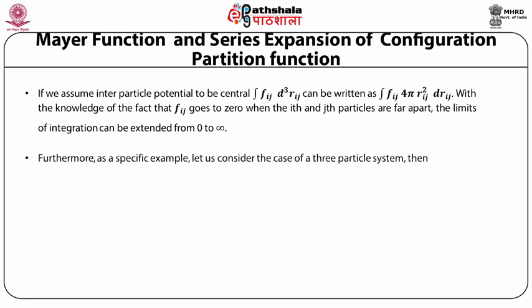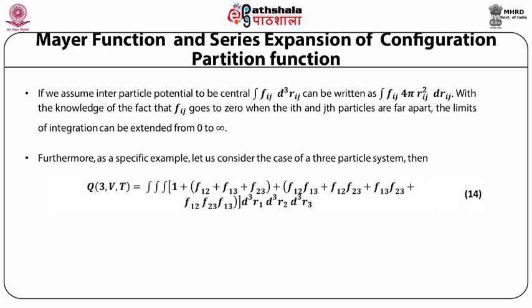Furthermore, as a specific example, let us consider the case of a 3-particle system. Then, Q(3,V,T) will be equal to the 3-dimensional integral over 1 + f12 + f13 + f23 + f12 f13 + f12 f23 + f13 f23 + f12 f23 f13, d³r1 d³r2 d³r3, which can be seen as made up of 3 parts.